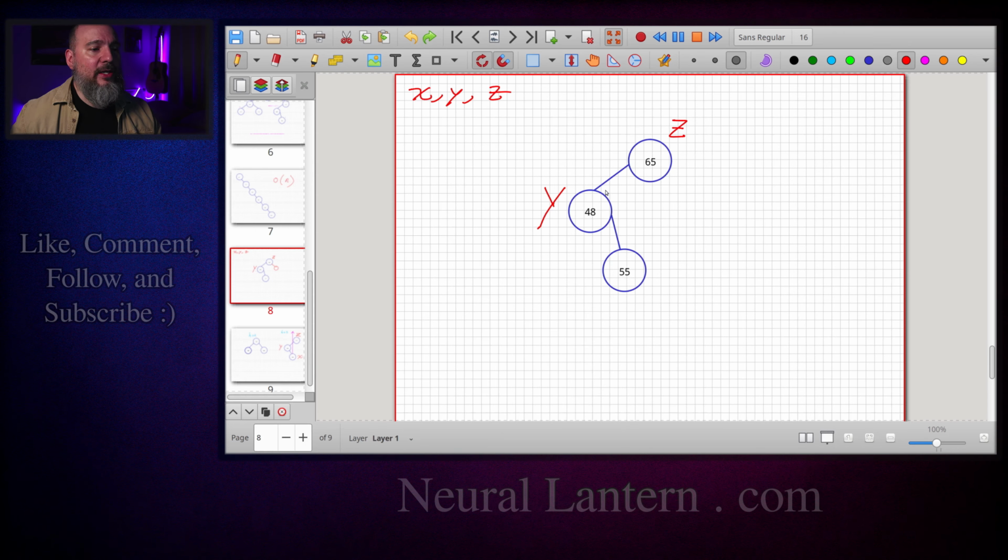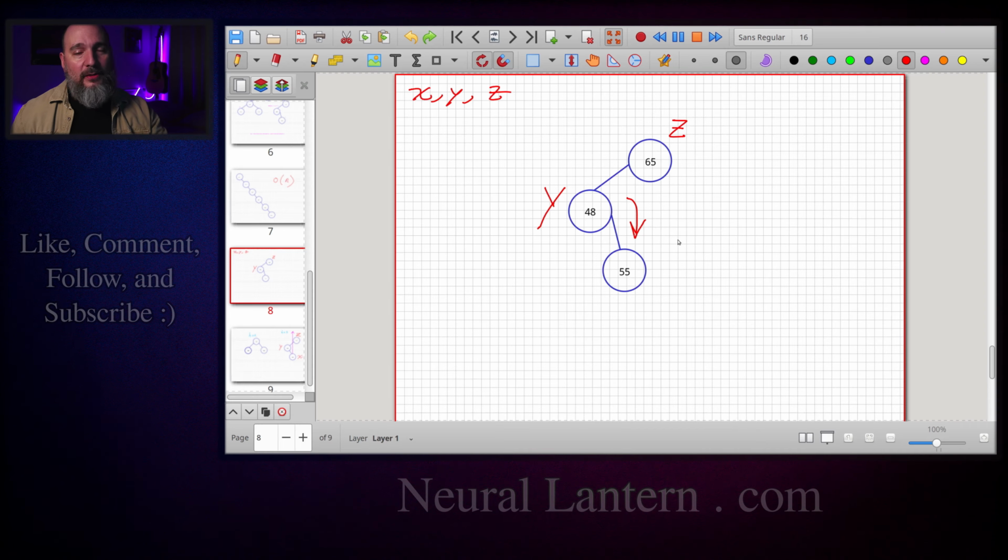So then we do the same thing. We go down to the grandchild of the Z node. And if we had a choice to go left or right, again, we would always choose the taller subtree. In this case, there's only one choice. So that X node is going to be the 55.